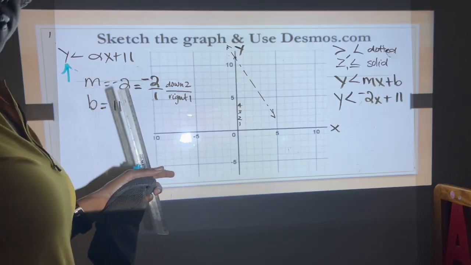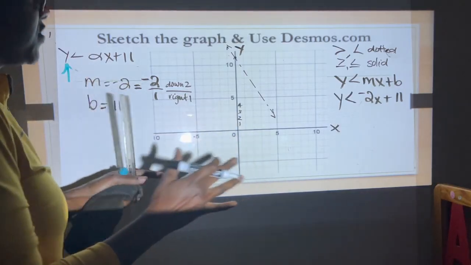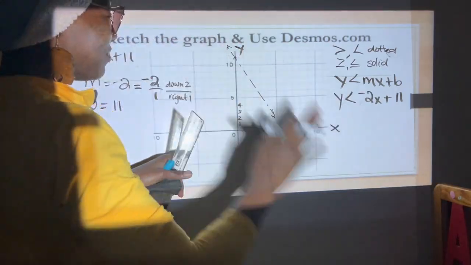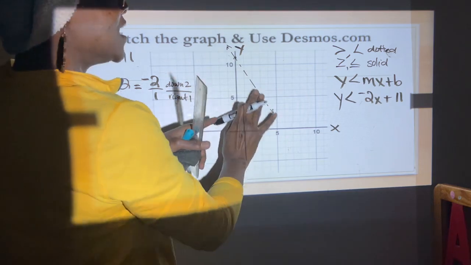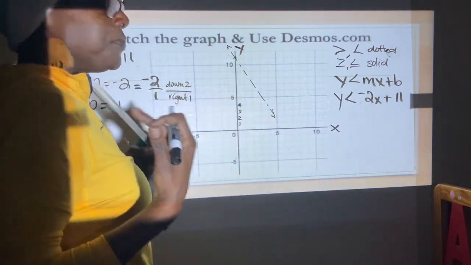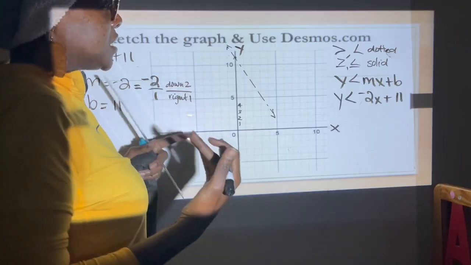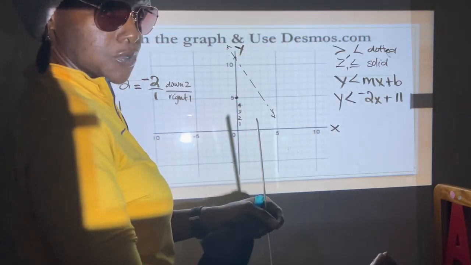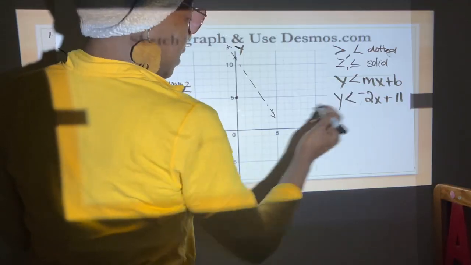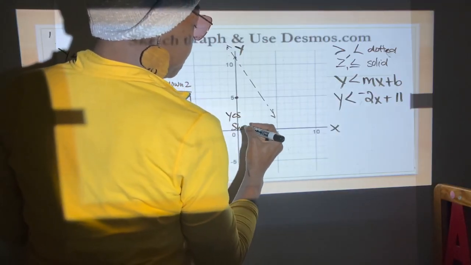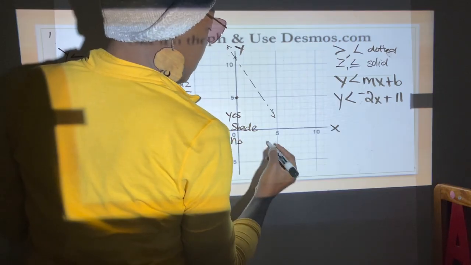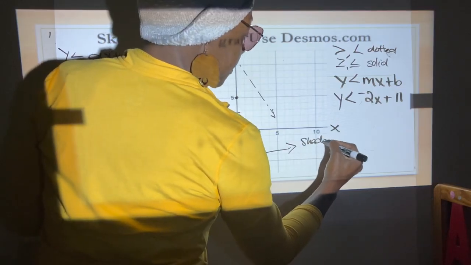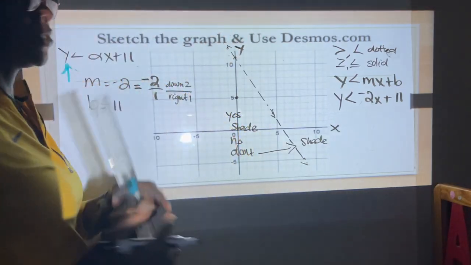Where do we shade? We still haven't finished our solution. Next, I would say pick a point. To me, that's the easiest thing to do. I would pick a point on each side of the line. This point is either going to be in the solution or not. If it works in my inequality, if that's a yes, then you shade there. If it's a no, then you shade on the other side of the line. So that testing point is going to let you know what works.